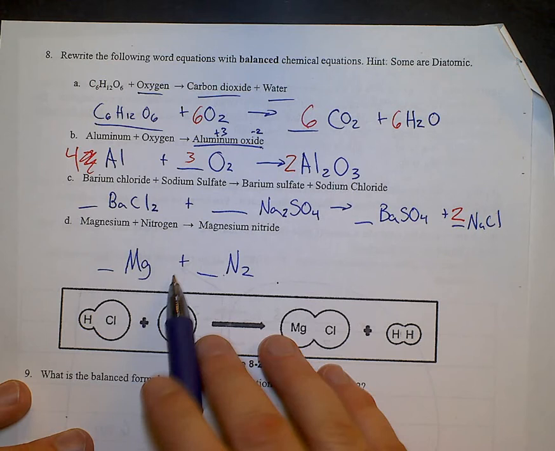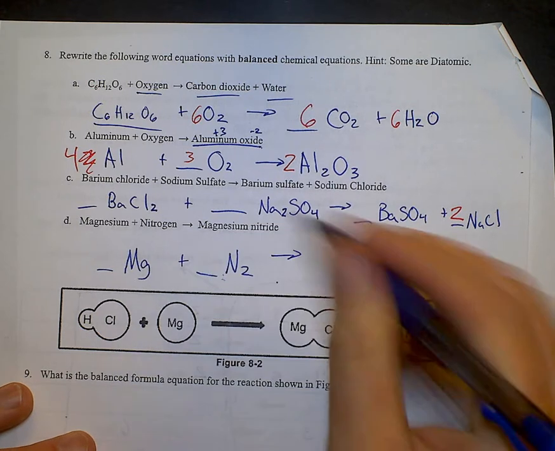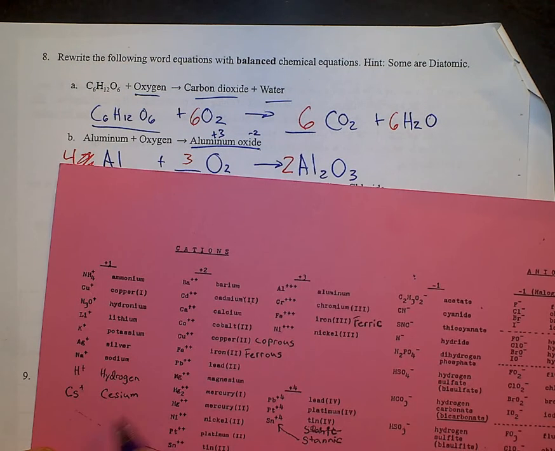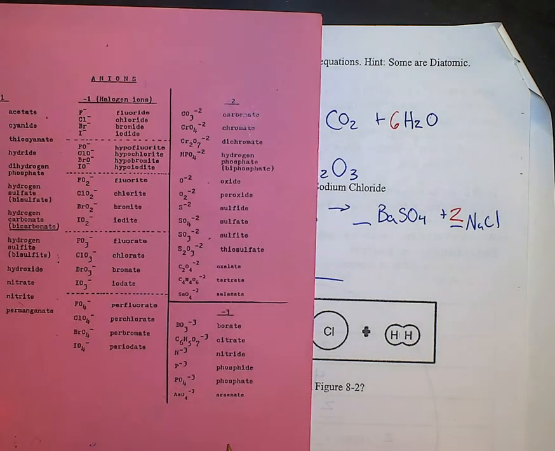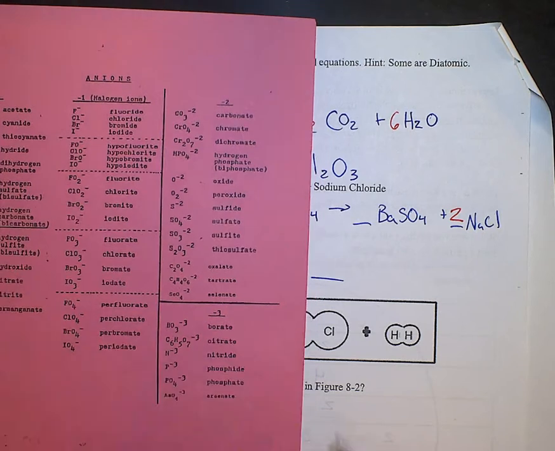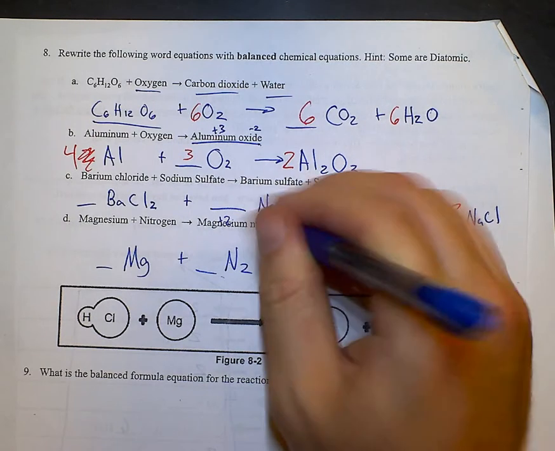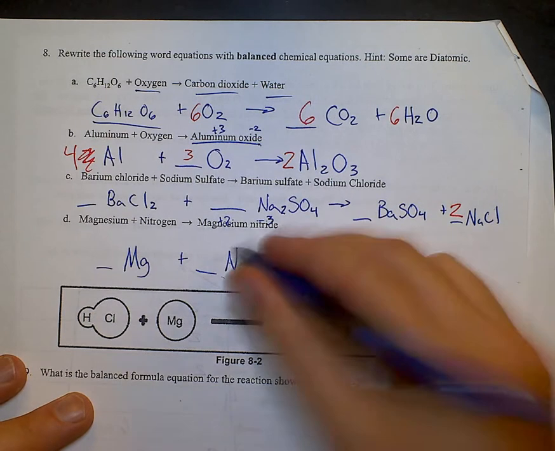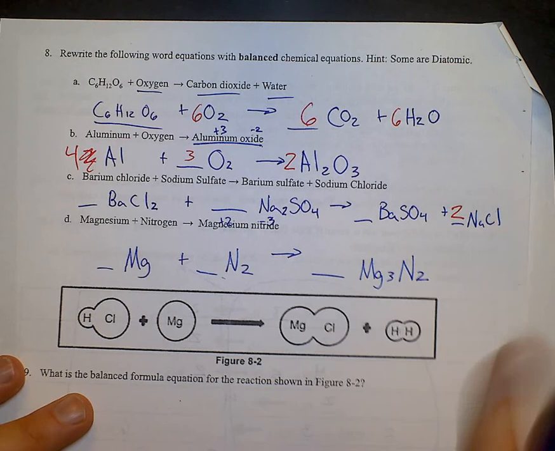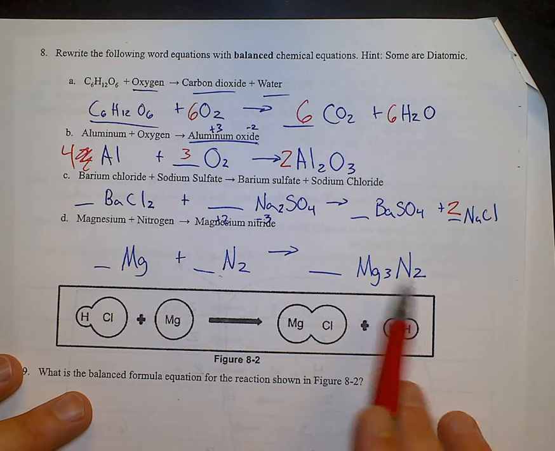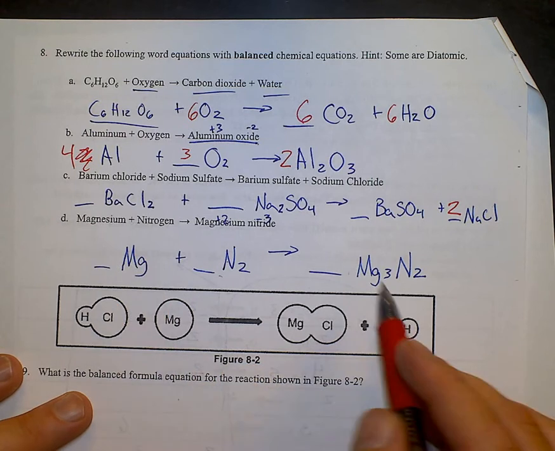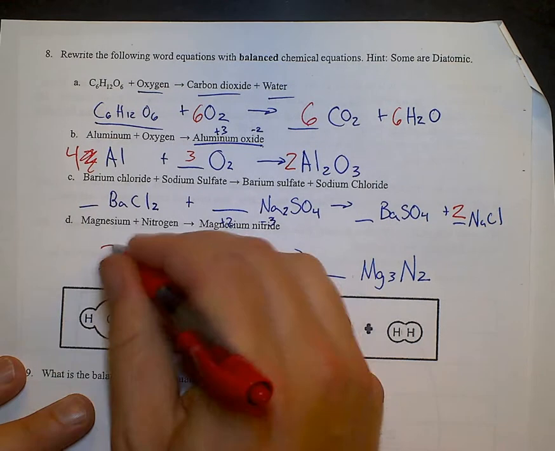Magnesium plus our nitrogen will make magnesium nitride. Now, once again, magnesium's charge is +2. Nitride, right here, is -3. Crisscross, Mg3N2. Okay? Now that all our subscripts are correct, now we go back and write our coefficients in. So 2 nitrogens, 2 nitrogens, 3 magnesiums, 3 magnesiums. Balanced.